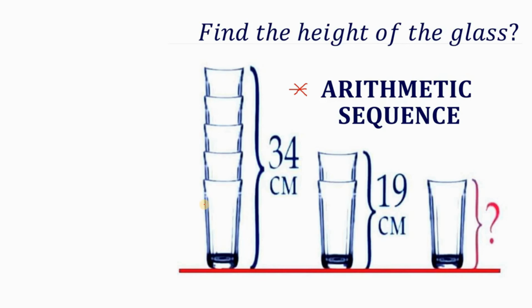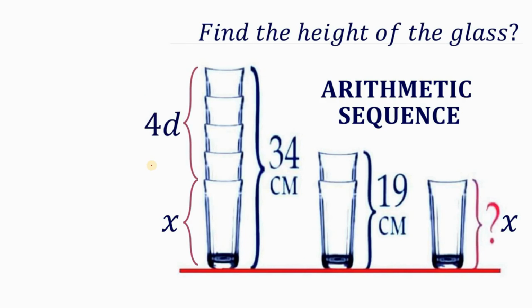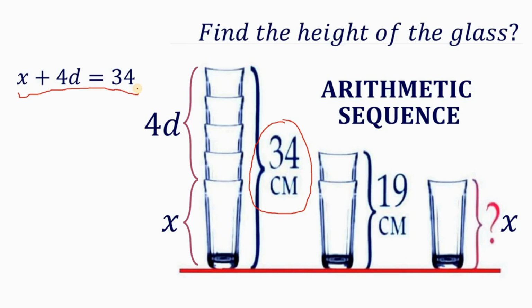Now to answer this question, let x be equal to the height of the glass. So this x is the value that we want to find. Now, this length right here, let's call this d. This side length is d, and this length is also d. To summarize this, we have 4d. Now, we can make an equation consisting of x and d. If we add x and 4d, we get a total of 34 centimeters. So our first equation becomes x plus 4d equals 34.